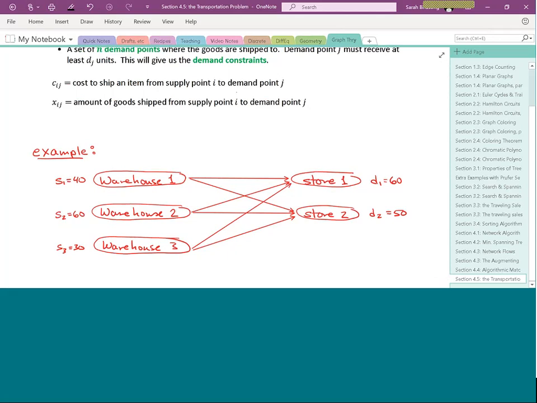All right, so in this case, our assumption is we have 3 warehouses. So this is where our goods start. We've got 2 stores in play here. Each warehouse has a certain supply. So warehouse number 1 has a supply of 40 units. Pick your favorite units. Pick your favorite good that's being shipped here. Okay. Warehouse 2 has a supply of 60 units. Warehouse 3 has a supply of 30 units.